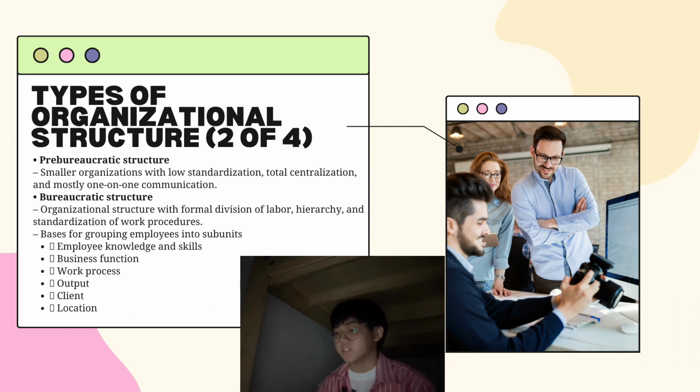However, the bureaucratic structure can also be rigid and slow to adapt to changes in the environment. It can create communication barriers and restrict creativity and innovation. As a result, some organizations have moved towards more flexible structures such as the matrix structure or the flat structure, which allow greater collaboration and decentralization of decision making.